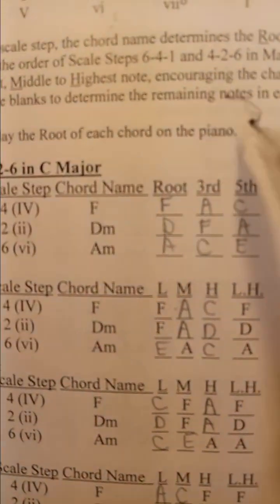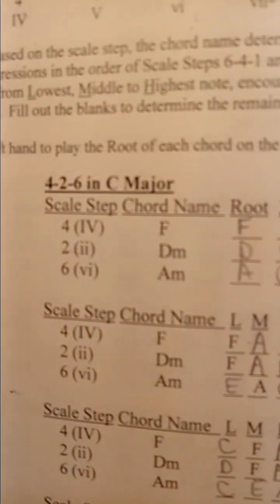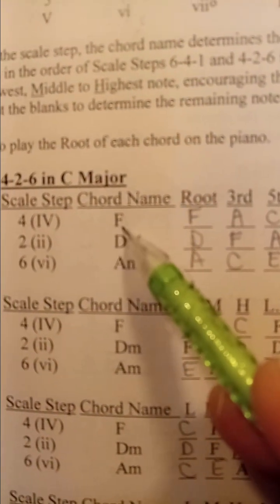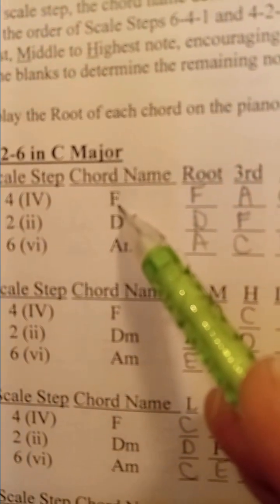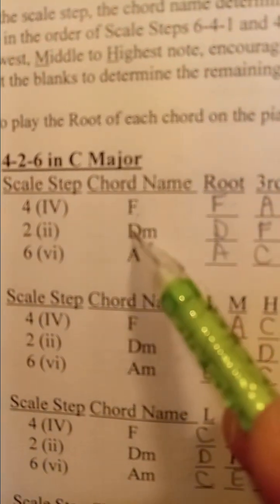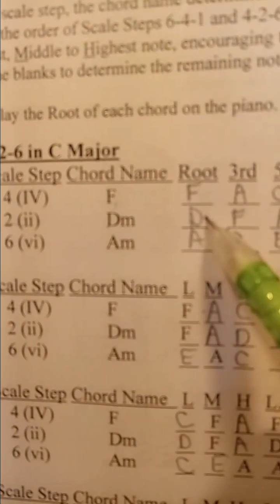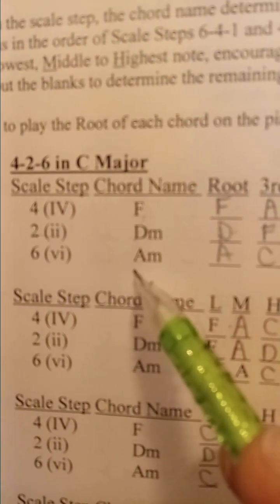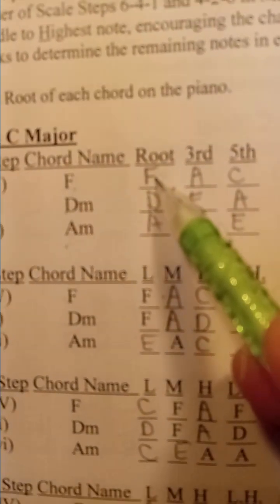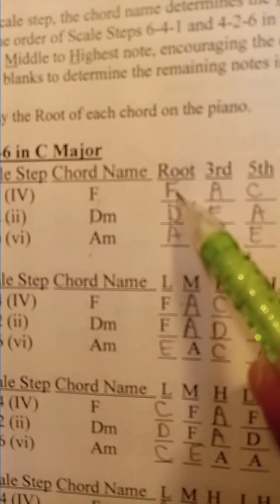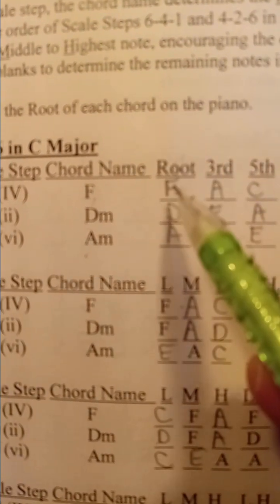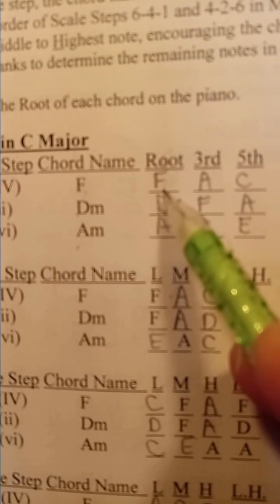So, to spell out the chord, once again, the capital letter would be the root of each chord. So the capital letter for F would make the root F. The capital letter for D minor would make D the root. And the capital letter for A minor would make A the root.